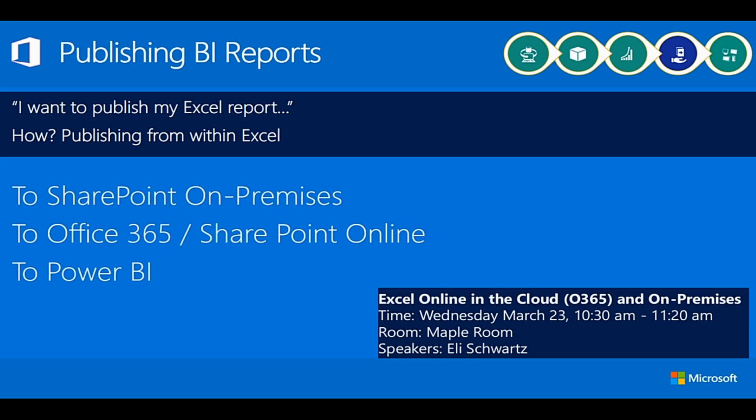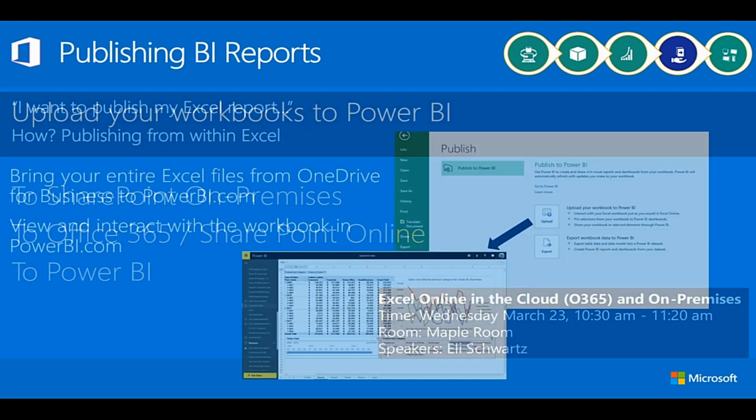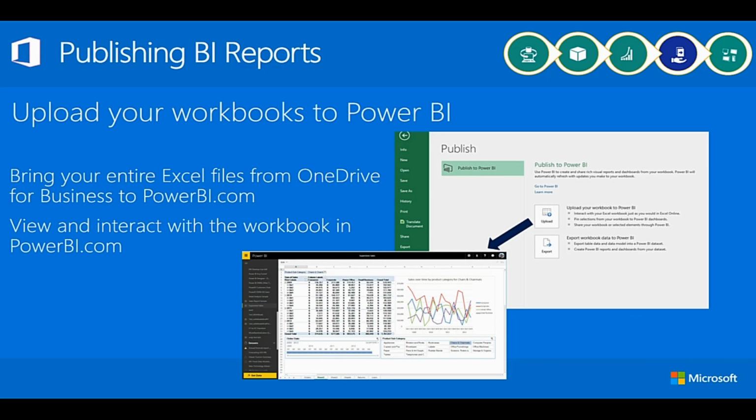So we have the ability to share directly from Excel to SharePoint on-premise, to SharePoint Online or Office 365, and to Power BI. Power BI is actually a tool that allows Excel to be represented within it in multiple ways. You can load the data into Power BI and analyze based on that data, or you can use it just to showcase Excel Online, which I'll show tomorrow. And you can also take snippets from your workbook and upload them to Power BI.